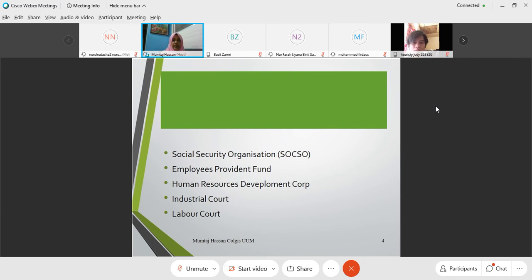Besides that, there are also other bodies which we do not call departments. SOCSO, we call an organization. EPF, we call the EPF fund, because they are under a board. Then the Human Resource Development Corporation, the Industrial Court, and also the Labour Court. These are not departments, but they are all under the Ministry of Human Resources also.